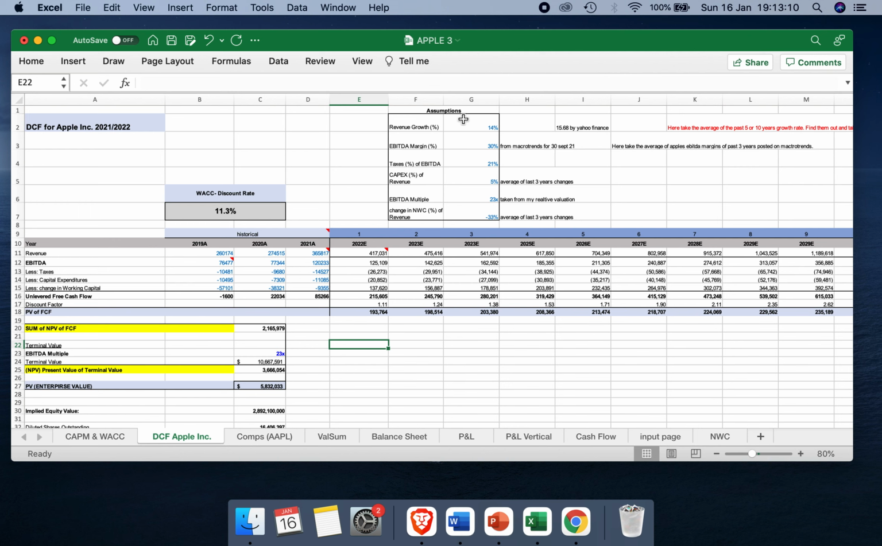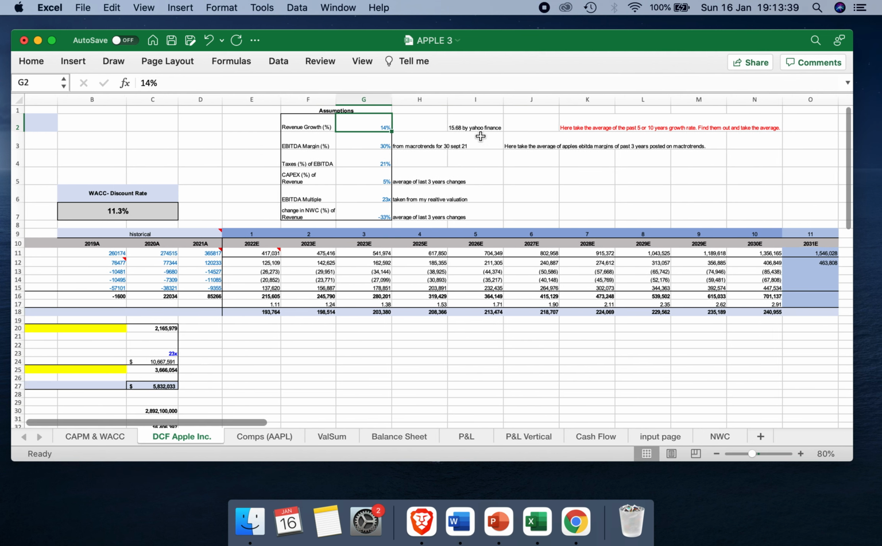So here I have taken a growth rate of 14%. I was really doubting whether this is a sensible figure or not. However, I've checked my comparable companies analysis, and I've also checked some other analysts' opinions on the growth rate. So for example, on Yahoo Finance, I found a growth rate of 16%. So this is why I've taken 14%.